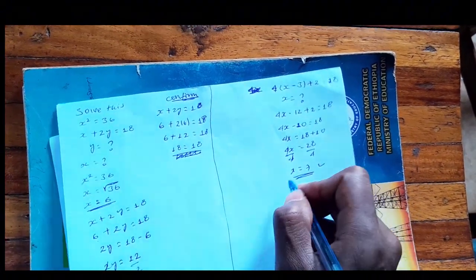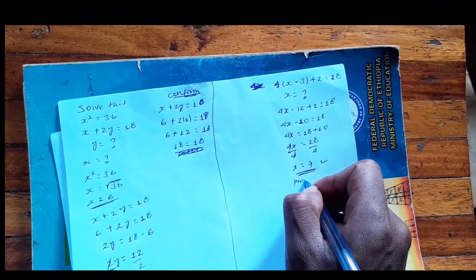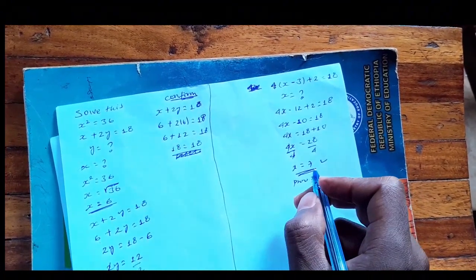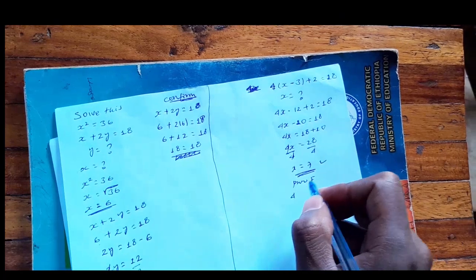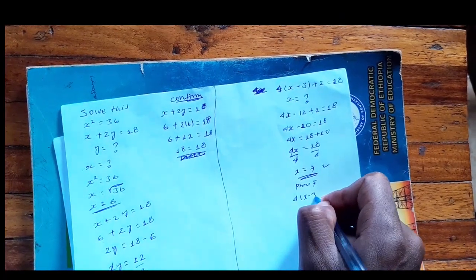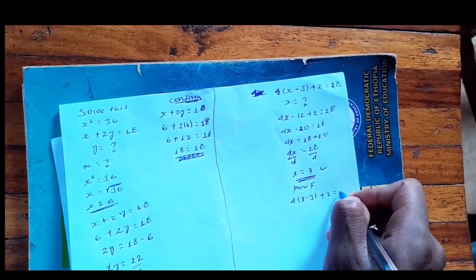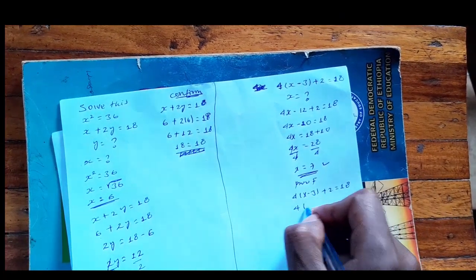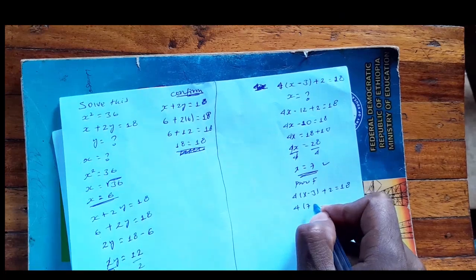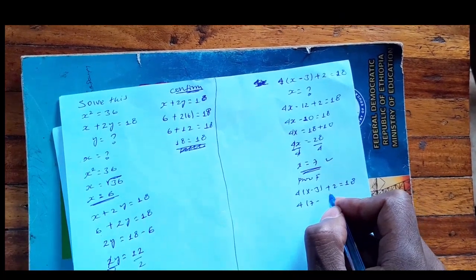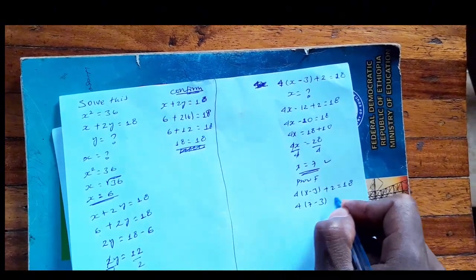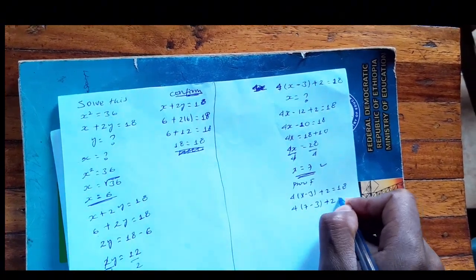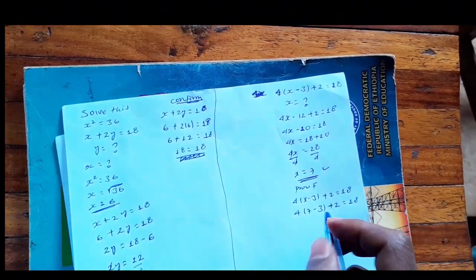The answer is 7. Let me prove our answer for 4 times x minus 3 plus 2 is equal to 18. When we prove it, we put 7 in the place of x, so 4 times 7 minus 3 plus 2 is equal to 18.